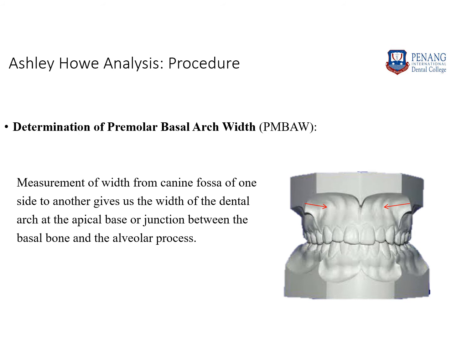You can see two arrows on the image on the right hand side. Basically, you are finding the width between the canine fossa on either side. This width will give you the width of the dental arch at the apical base, or the junction between the basal bone and the alveolar process. So in Ashley-Howe, you have determined three different measures. The first one was tooth material, the second one was premolar width, and the third is the premolar basal arch width.